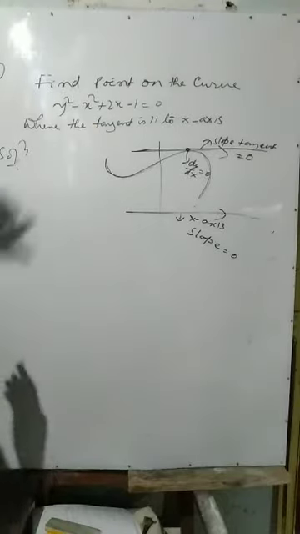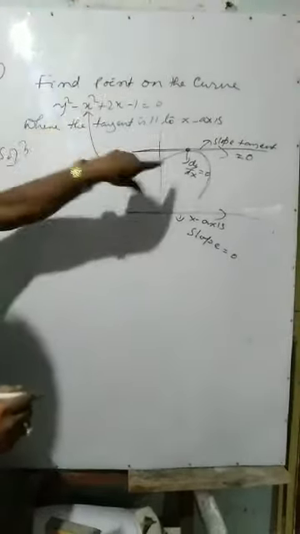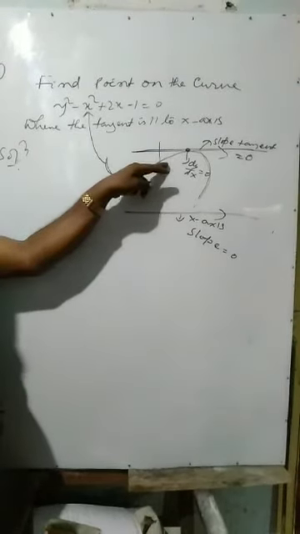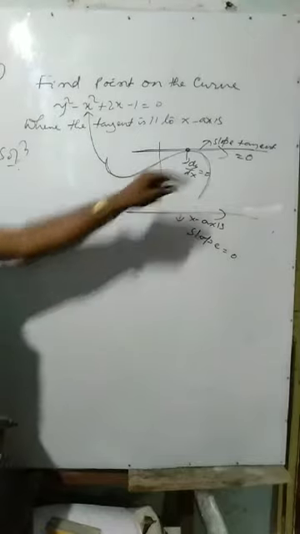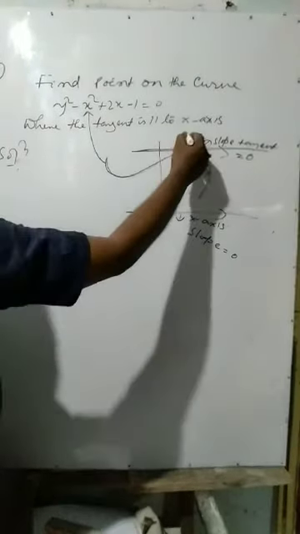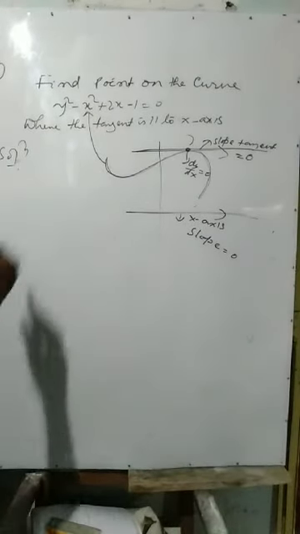Now look at the curve given, this is the equation of the curve. From this equation we find dy by dx, put it equal to 0, and the value of x or y that comes will give the point. The values of x and y together are the point. Okay, understood? So now start.